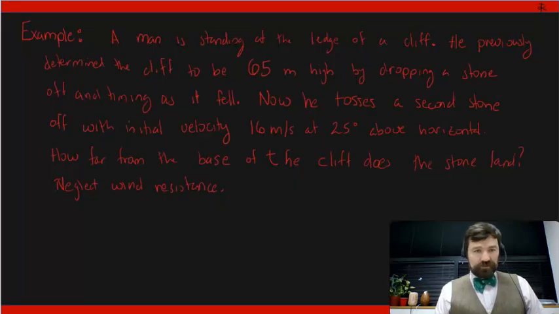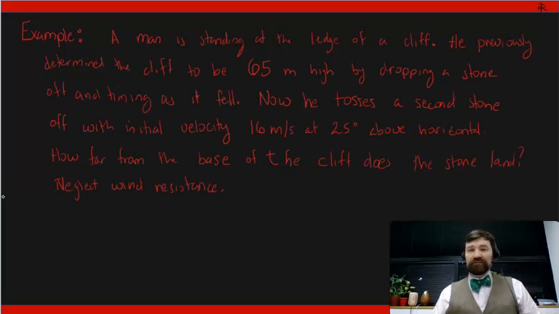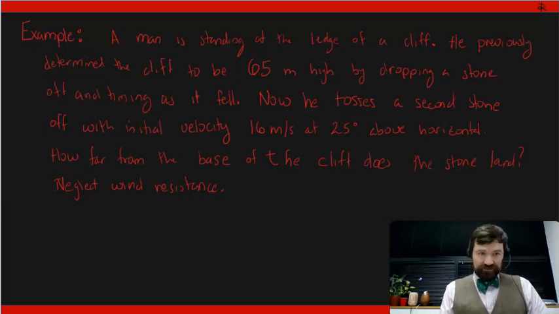So now let's go ahead and do an example. That's the main purpose of this video, really, is just this example. I have here a fairly long wall-of-text example. Basically, you've got a man standing on a cliff. He knows the height of the cliff because he dropped a stone from it and timed it. Now he's tossing the stone off the cliff. It leaves with a known initial velocity, that is speed, and also direction, and we want to know how far from the base of the cliff it lands.